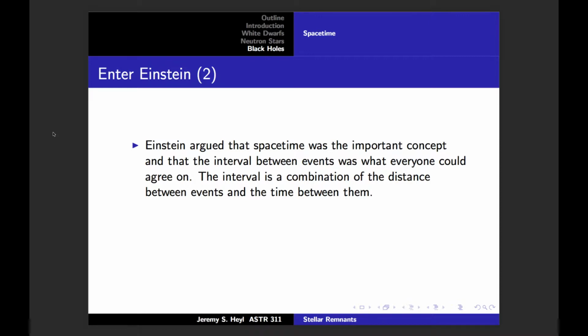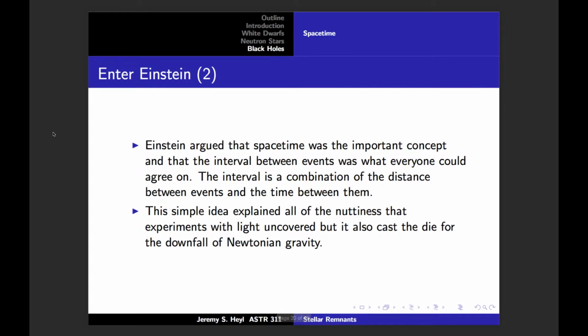You don't agree on those two numbers individually, but if you combine them in a special way, you'll agree. In fact, the combination is you take the distance squared and subtract the time difference squared times the speed of light. You don't have to remember that, but I'm just telling you that. So this was something called an interval. And then everything would work then.